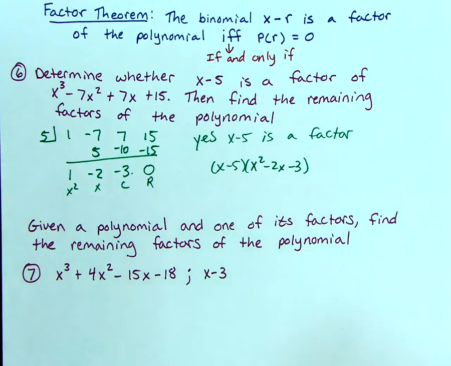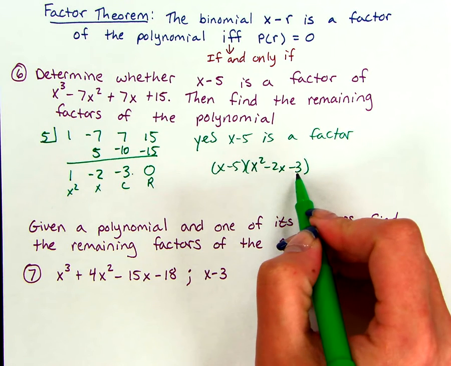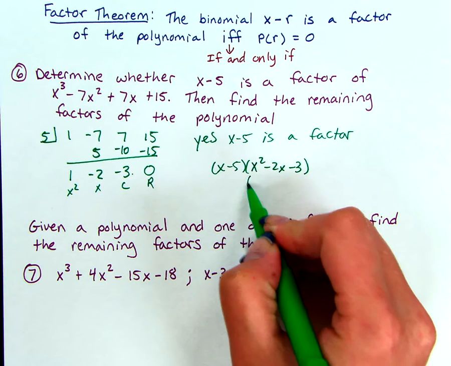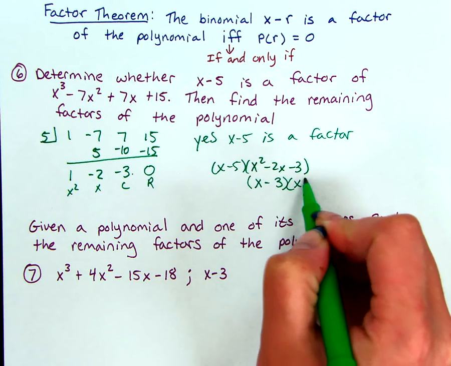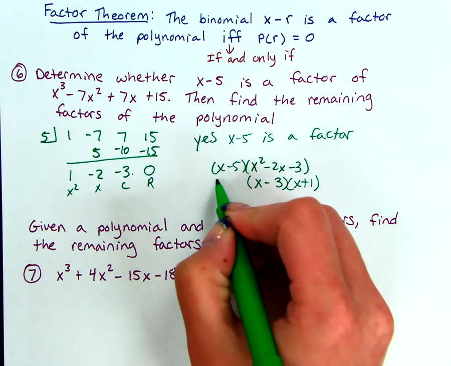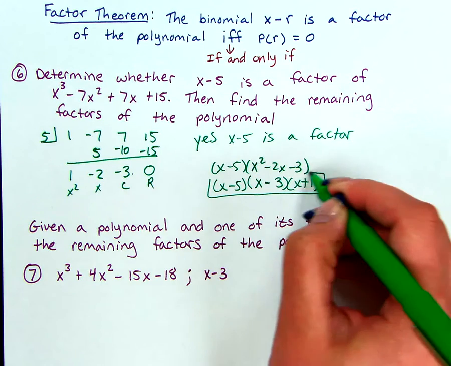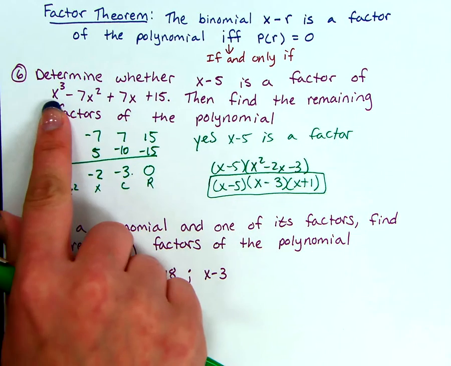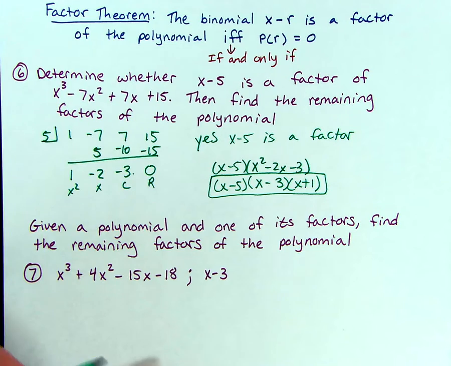And then we just need to decide if we can continue factoring this quadratic term. If we can't, then we're done. If we can, then we need to do that. So we're looking for two numbers that multiply to be -3, add to be -2. So we would use x minus 3 and x plus 1. And then we still have the x minus 5. So again, if we multiplied these back together, we would have x cubed minus 7x squared plus 7x plus 15.